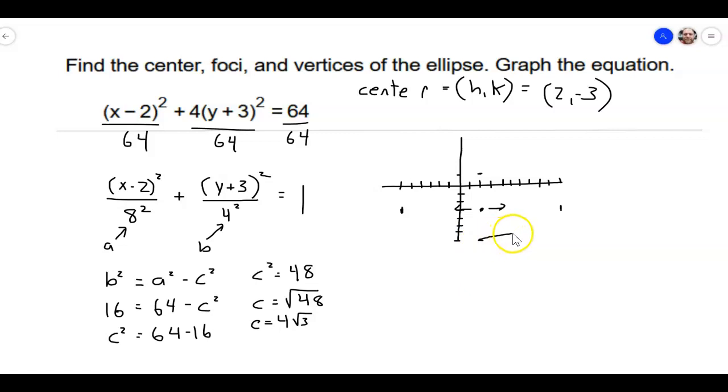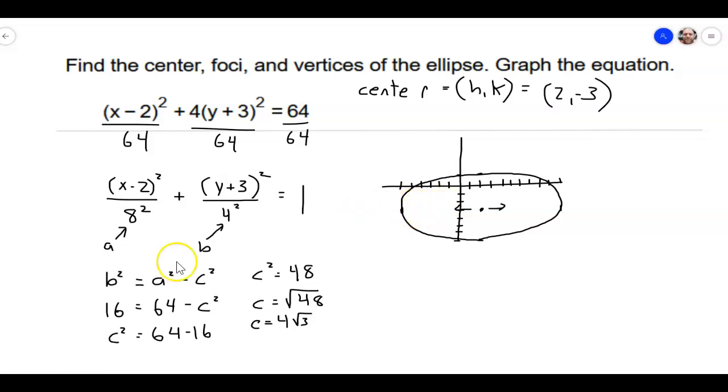And now I can just kind of draw a horrible ellipse here. Oh, that's not bad. That's actually probably one of my better ellipses. All right. And then the last thing we need to do is find the foci.